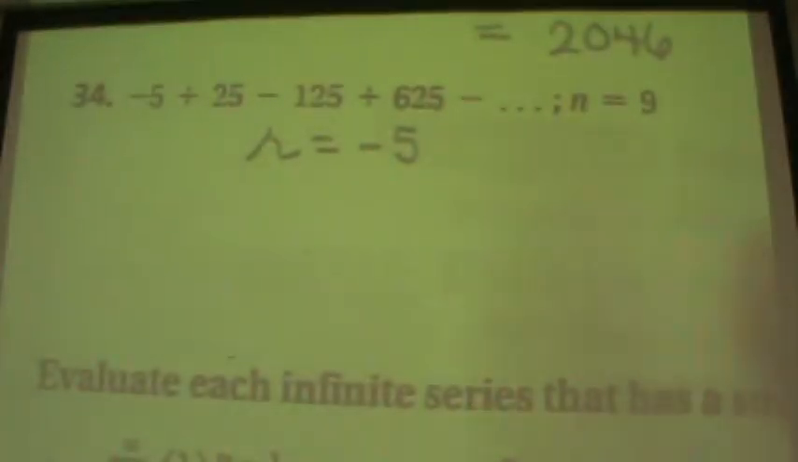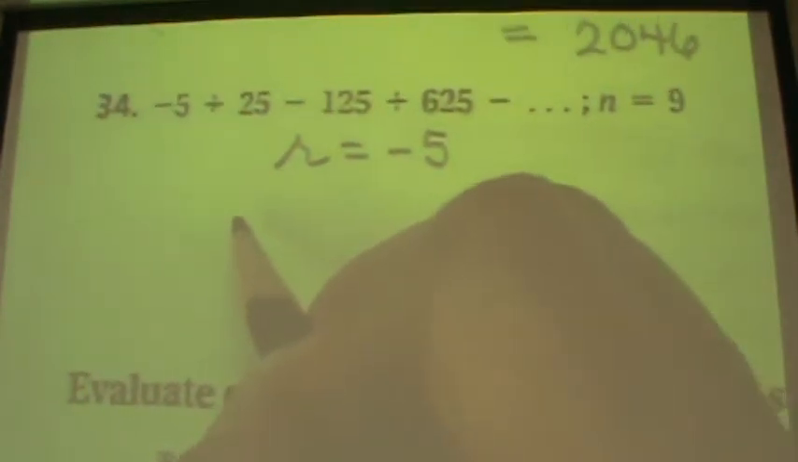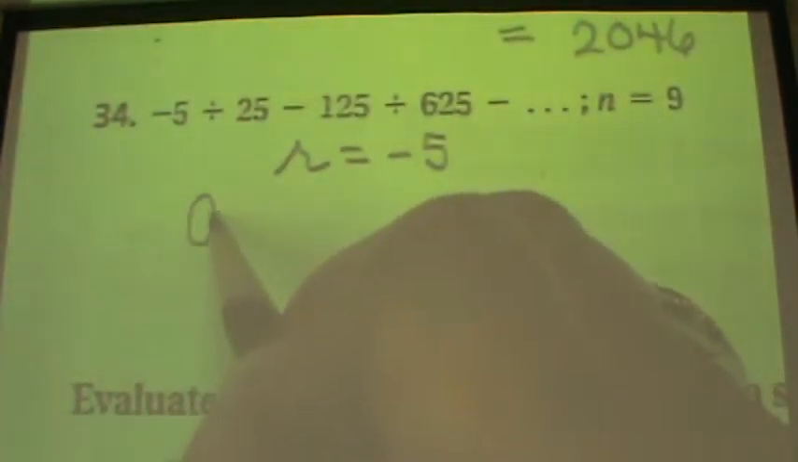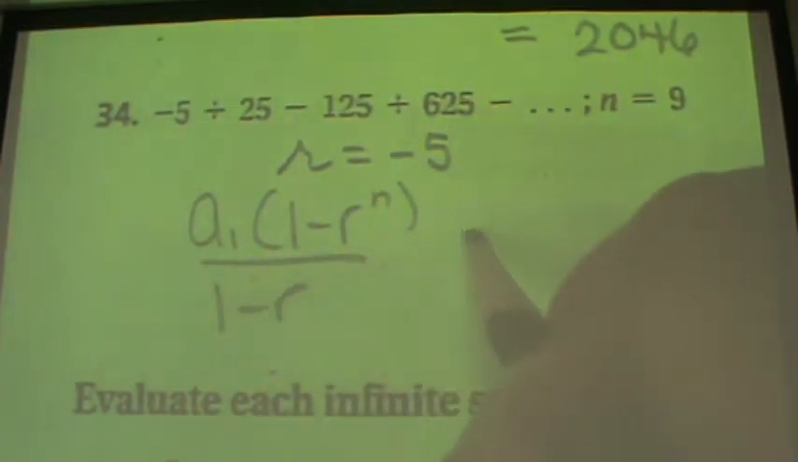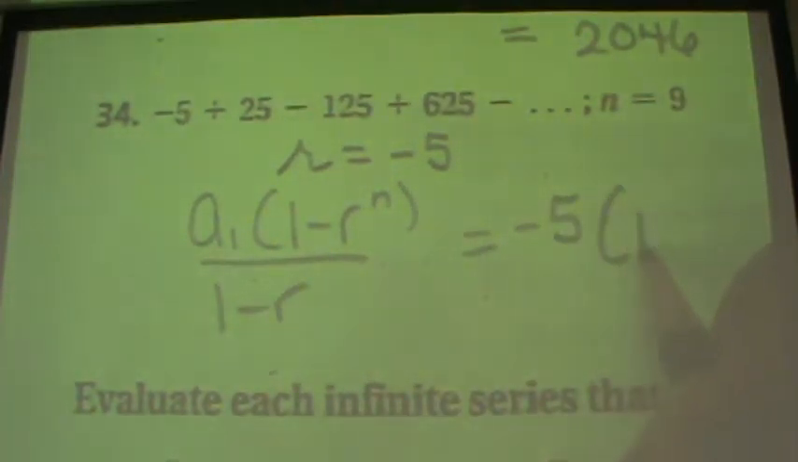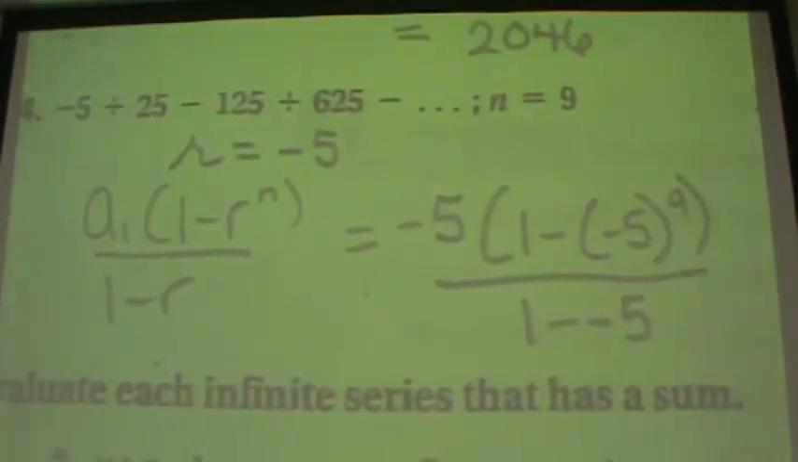I'm adding 9 terms. What's the geometric finite series formula? What is it? Anyone? Negative 5 is the first term. 1 minus negative 5 to the ninth power over 1 minus negative 5. Good job.